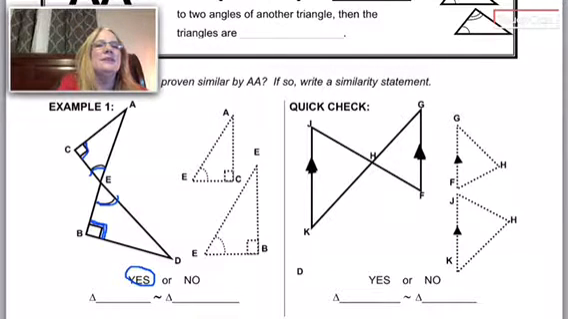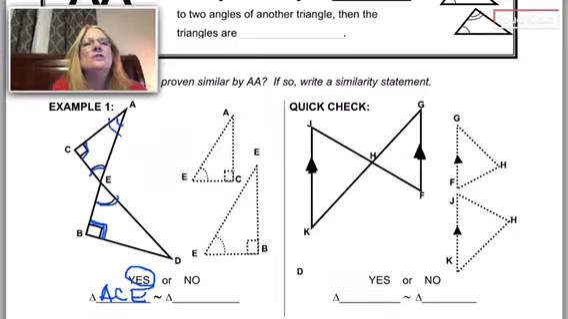And then when you write the similarity statement, you have to put it in the proper order, lining up the angles that are congruent. So if I say ACE is congruent to, the angle that's congruent to A is D, so I start with D, B, E.